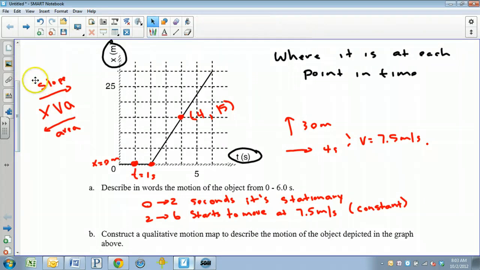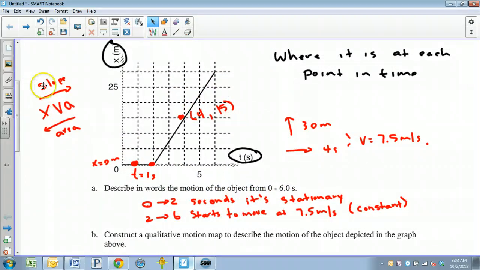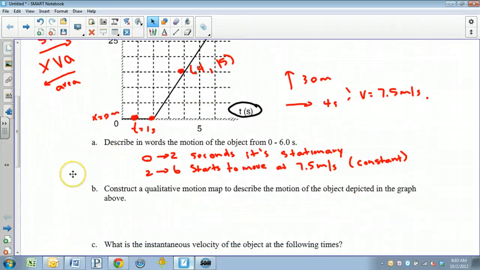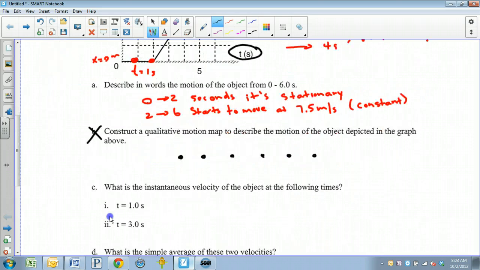And I'm going to go ahead and just copy this so that we can play with it later on. I did say to ignore question B. If you were interested, it would look something like this. It would be stationary for a little bit of time, and then it would start to move at a constant rate. But as I mentioned in class, we're not going to be talking about motion maps.